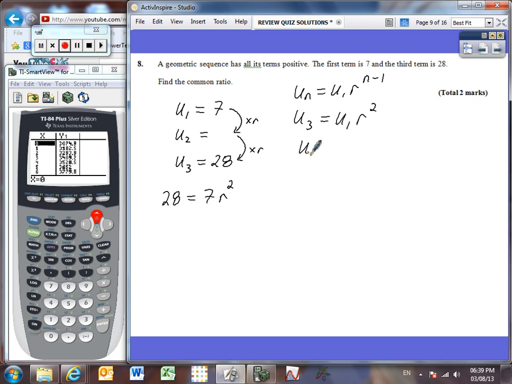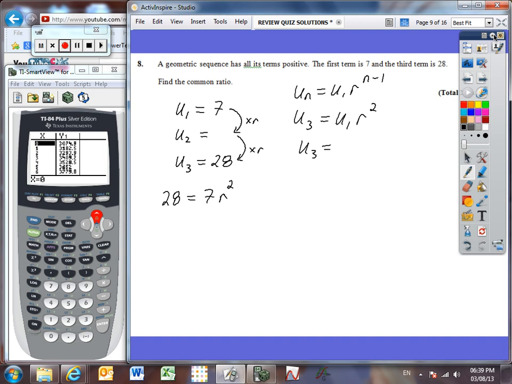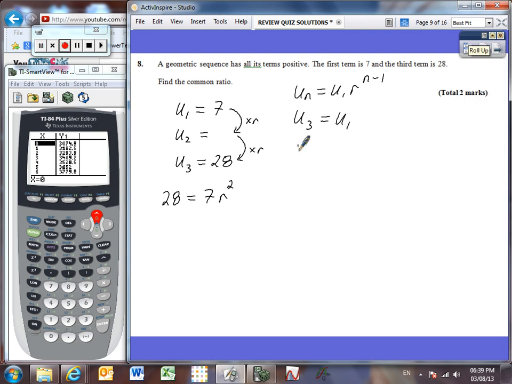In our case, our u3 is a 28. So our u3 can be changed for a 28, and our u1 we know is 7. And look, we've come up with the exact same equation, just 2 different ways of thinking about how to get there. Let's divide both sides by 7 now, in order to get the r squared alone. 28 over 7 is equal to 4.